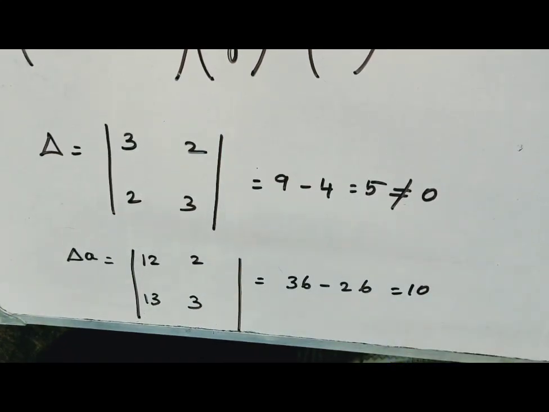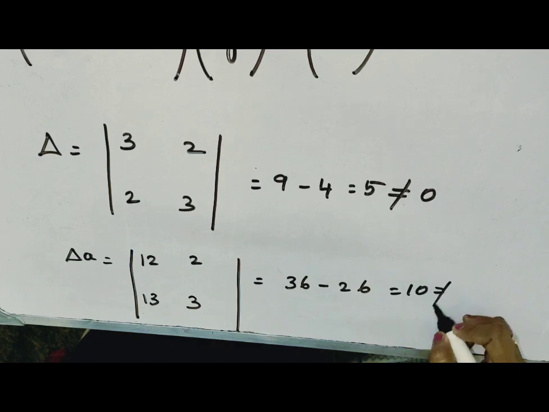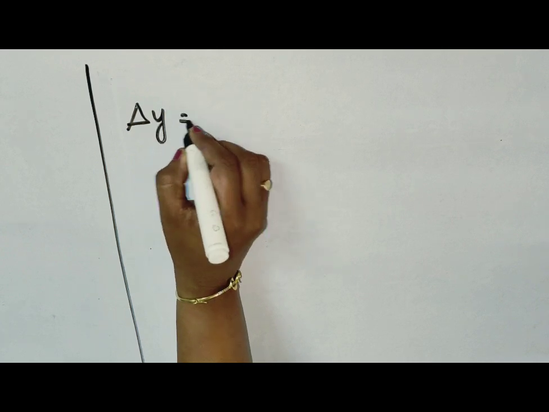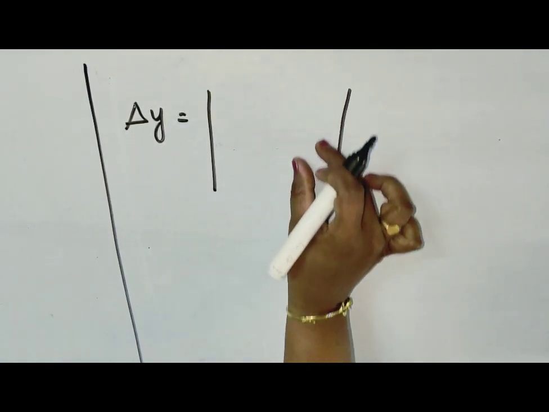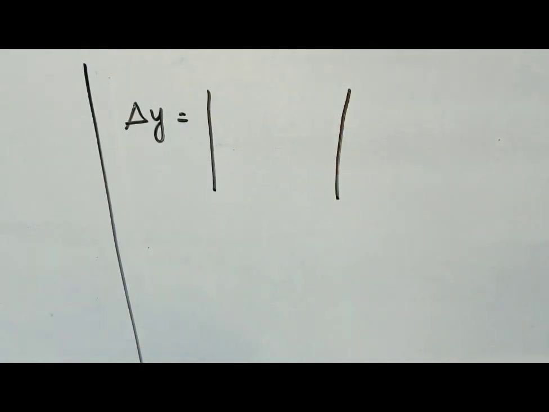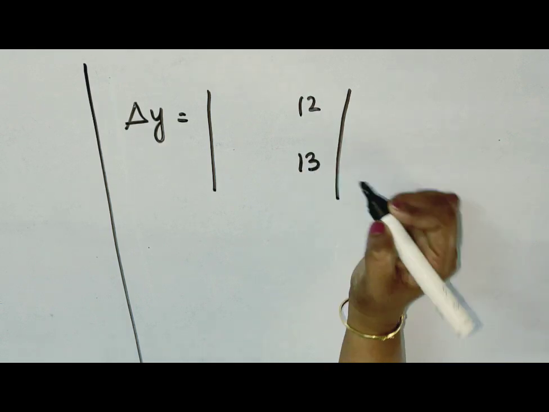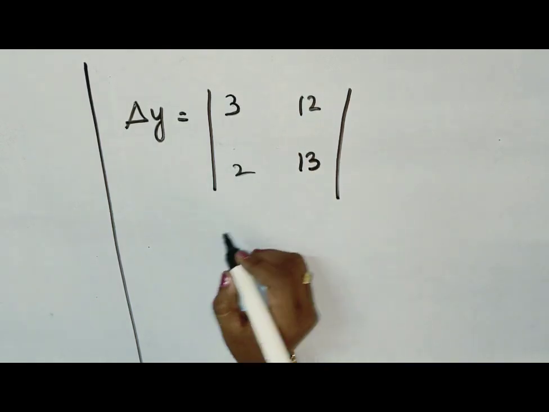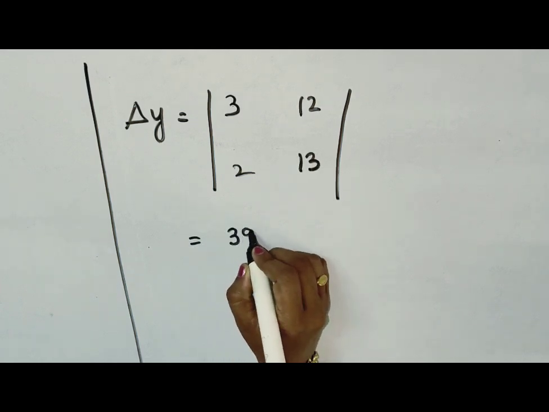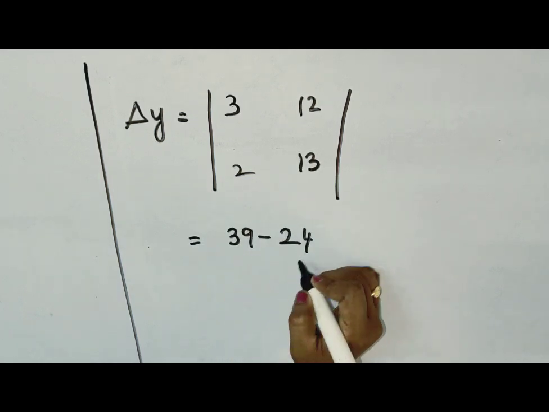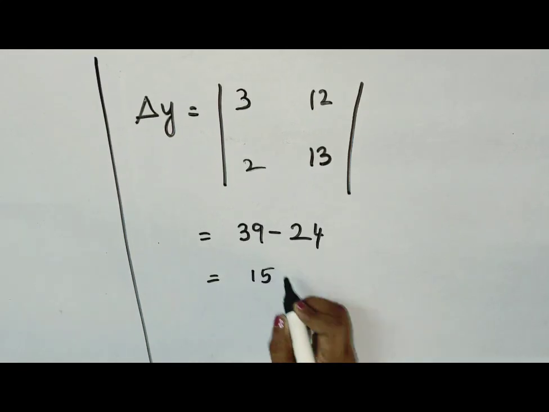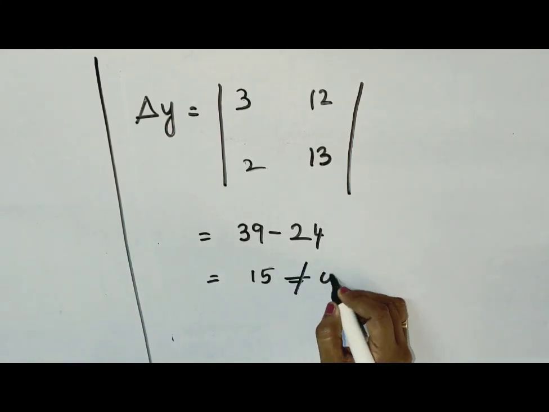10, which is also not equals to 0. Next we have to find the value of delta y. When it comes to delta y, we have to replace the y column with the constants, which are 12, 13, and keep the other column as it is. Now if I simplify, 13 into 3 is 39, minus 12 into 2, which is 24. 39 minus 24 is 15. Okay, delta y is also not equals to 0.